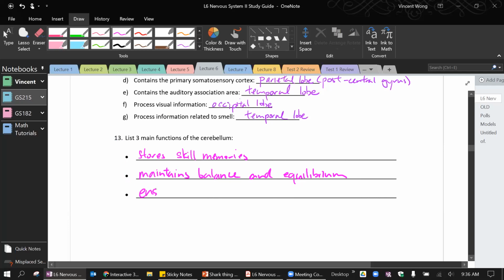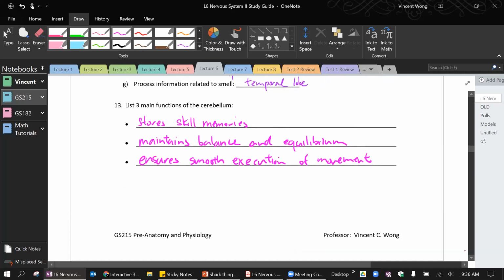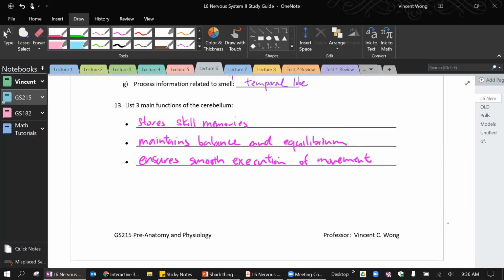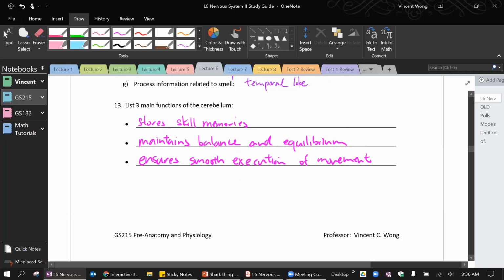And finally, it ensures smooth execution of movements. So if you are imagining doing a layup in basketball, you dribble towards the net and then you jump up and put the basketball in, right? All that motion gets planned out in the head, and then it's executed in a flawless manner. That is the job of the cerebellum, to make sure that when you actually perform the move that you plan, it's going to be a smooth execution.